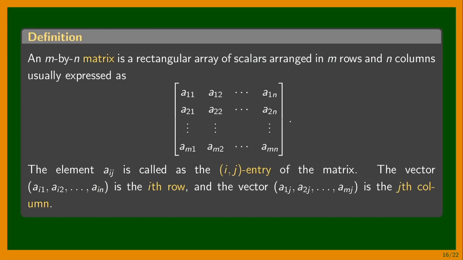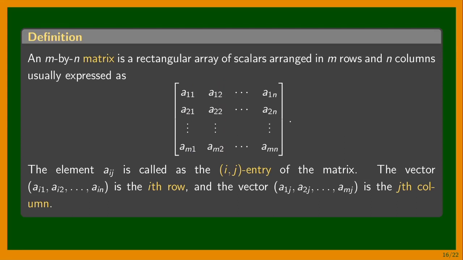Now, let us define an m by n matrix. An m by n matrix is just a rectangular array of scalars arranged in m rows and n columns, and it's usually expressed in this way. Again, you see that the representation uses two subscripts. The first subscript represents which row. This is the first row, second row, mth row. The second subscript represents which column. First column, second column, nth column.